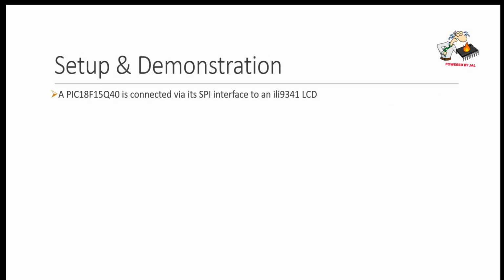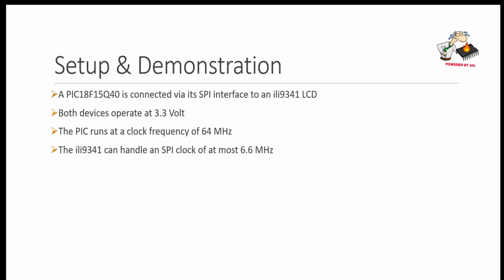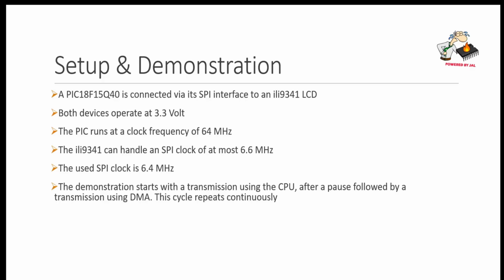Okay, so what you will see in the video is I'm using a PIC 18F15Q40 microcontroller, which is connected via the SPI interface to the LCD. Both devices operate at 3.3 volts. The PIC runs at a clock frequency of 64 MHz. The LCD can only handle an SPI clock of at most 6.6 MHz, so I have configured the SPI clock to run at 6.4 MHz.